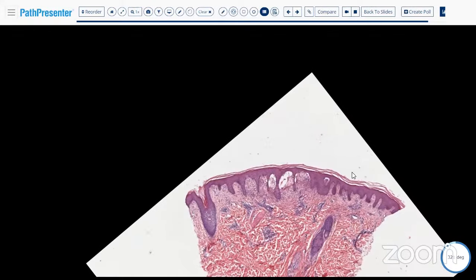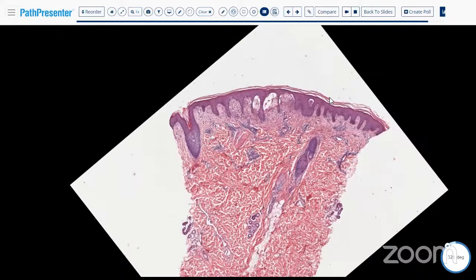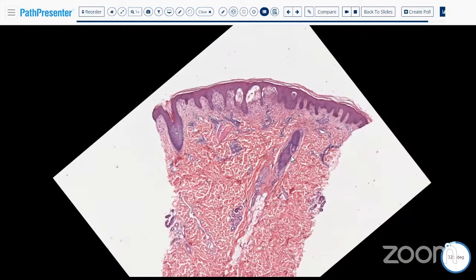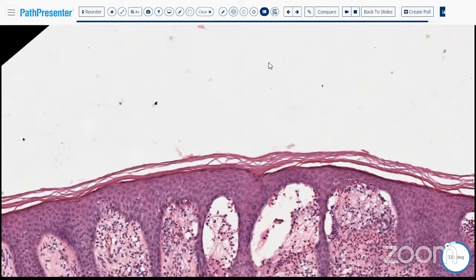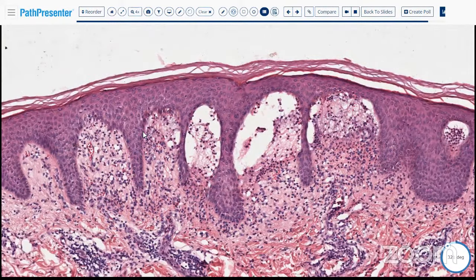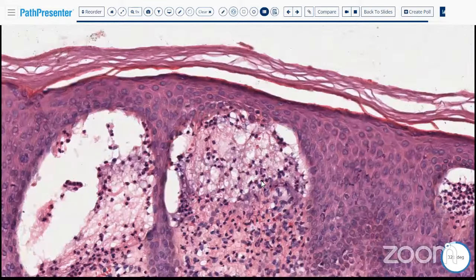So here we see a punch biopsy that again looks to be of a vesiculobullous process. But this time our split is subepidermal. So we have a subepidermal split. And the next question we ask ourselves, what sort of inflammation do we see in that split? So as we look inside, we see lots of neutrophils. A few eosinophils are in there as well.